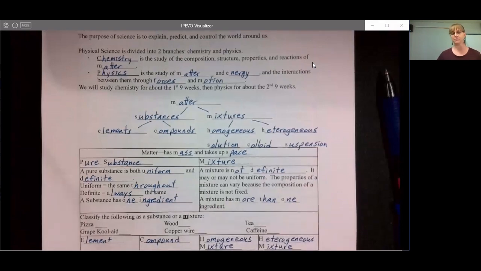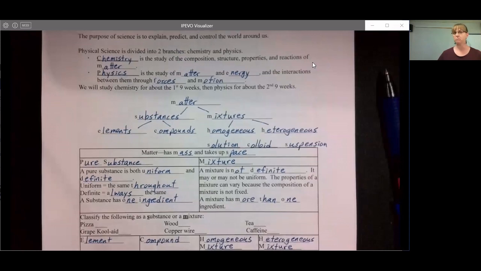Then it must also take up space. That's volume. The volume is how much space something takes up. So matter has to take up some amount of space. Examples of things that would not be matter are energy, light, and sound waves.